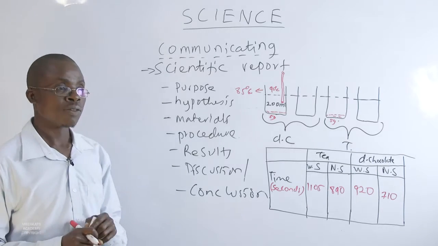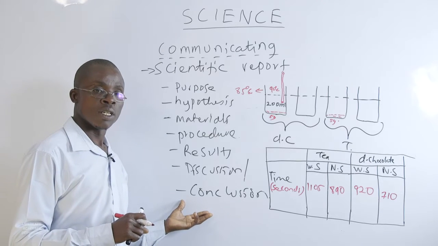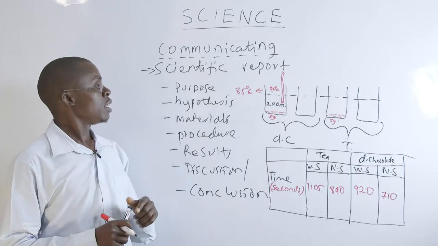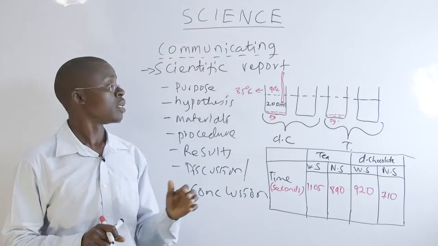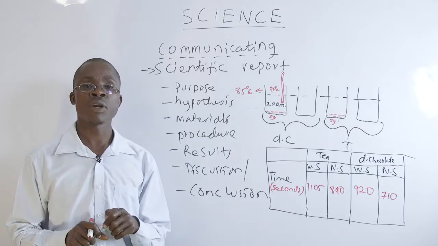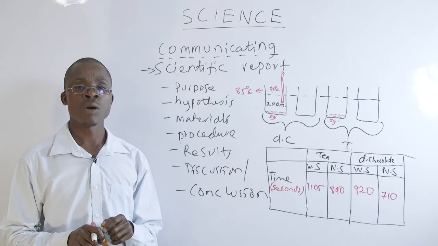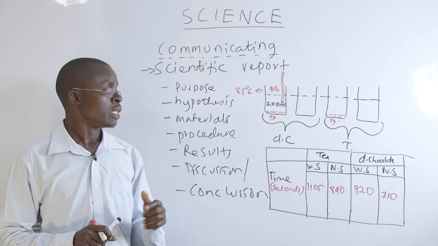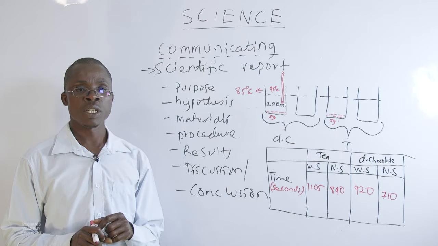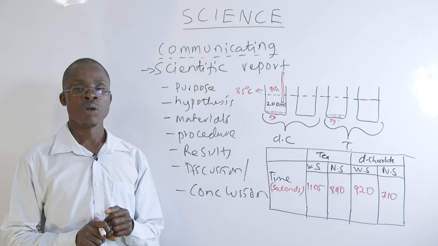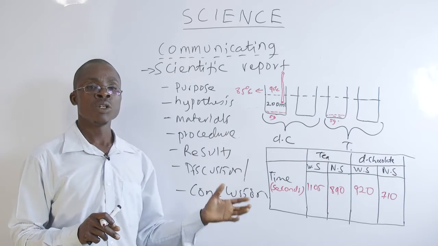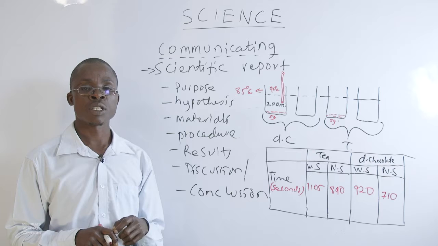Now, in conclusion, we can say that in doing an experiment to prove that drinking beverages have different cooling rates with or without sugar, tea is found to take a longer period to cool with or without sugar as compared to drinking chocolate, which takes a shorter period.